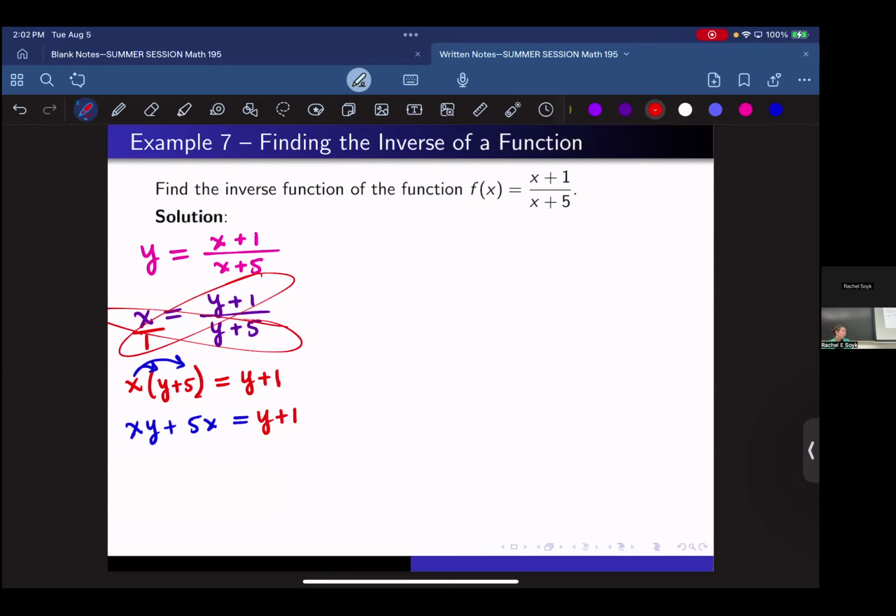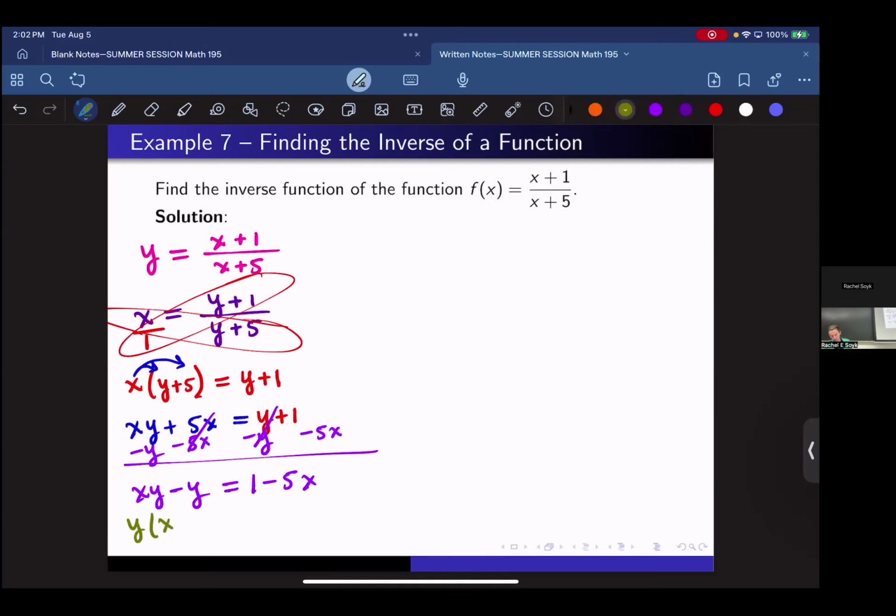Bring all the y's over to one side. So I'm going to go ahead and subtract 5x and then subtract y. So we're looking at xy minus y is equal to 1 minus 5x. And then that left-hand side, they both share a y, so I'm going to factor out a y.